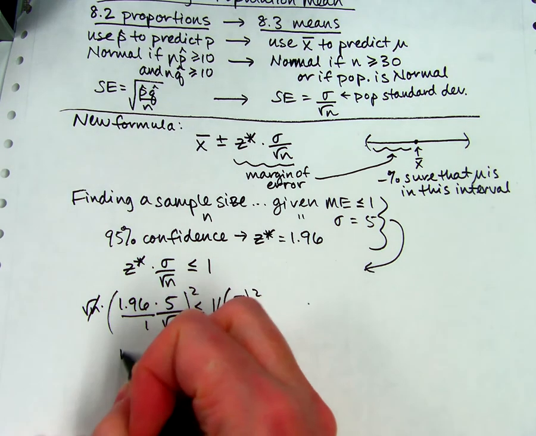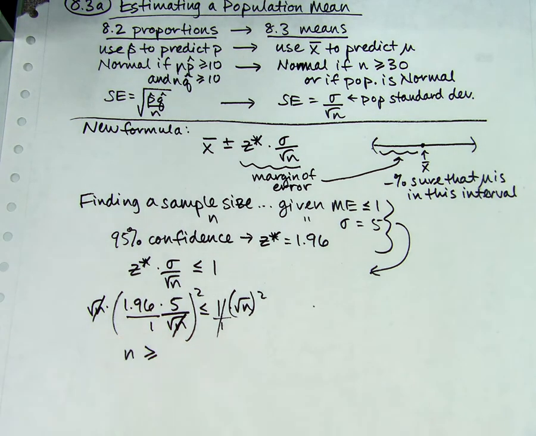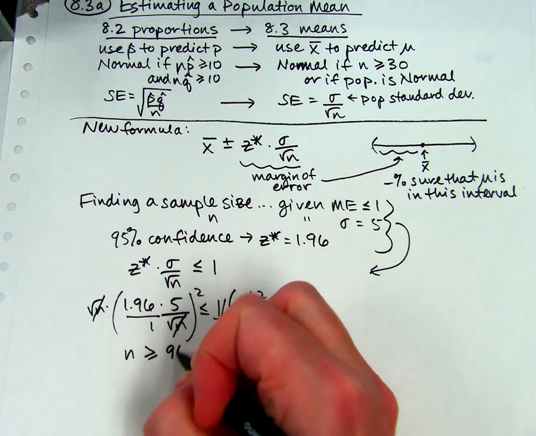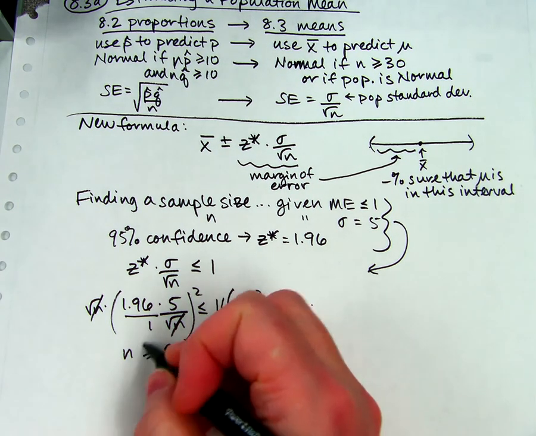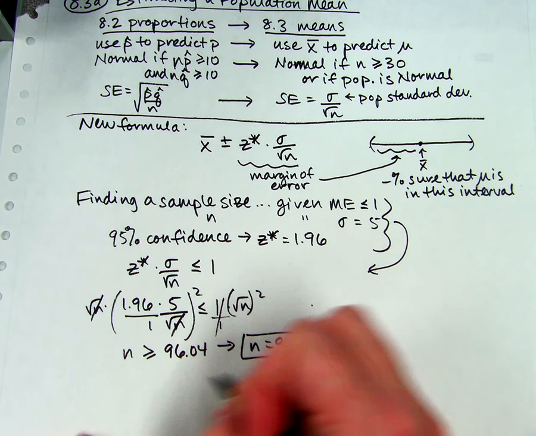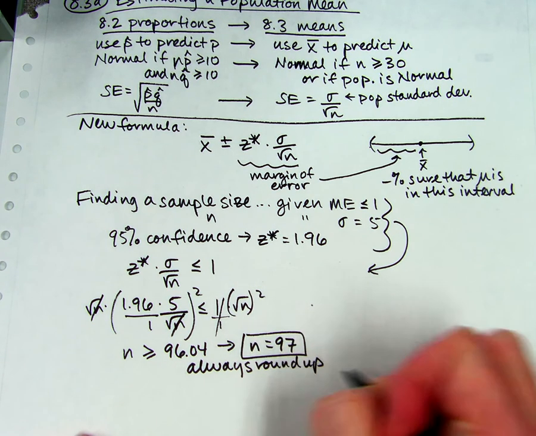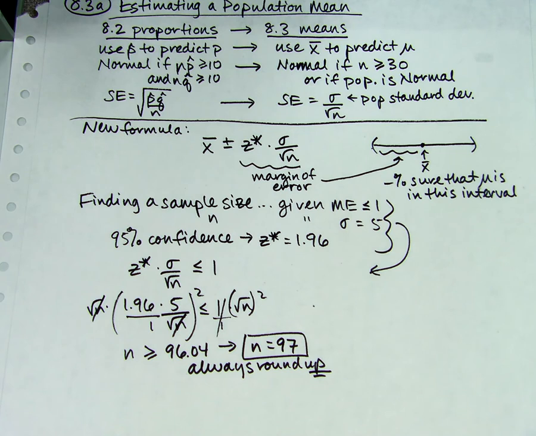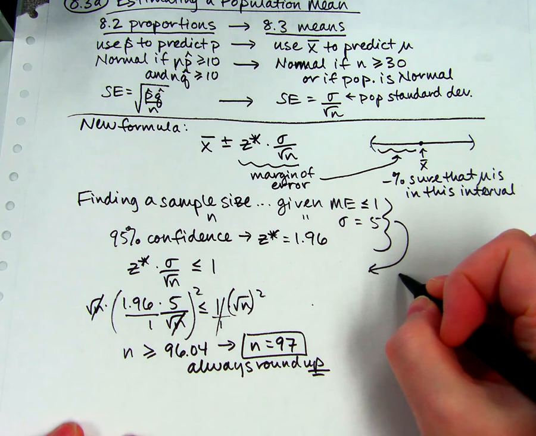So I ended up with n is greater than or equal to, I like to move the n to the beginning. And if I type this in my calculator, 1.96 times 5, and then square it, I got 96.04. And remember, we always round up on this type of problem because of the greater than or equal to. And just like we did with proportions, you could go through this algebra process every time, or you could just memorize a new formula.